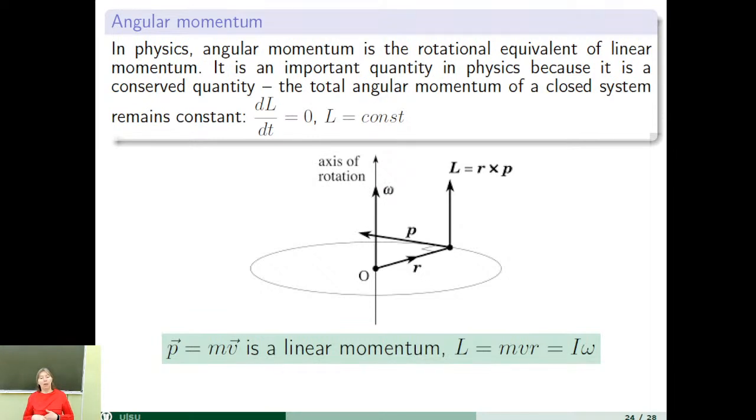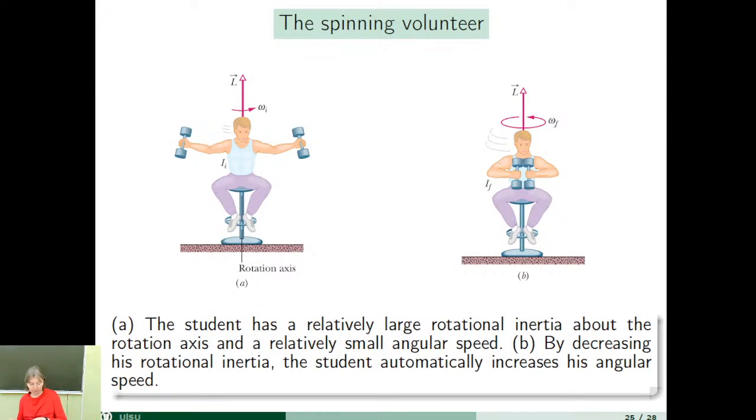Because angular momentum is a vector product, its direction is defined by the vector product. And some example, the spinning volunteer.